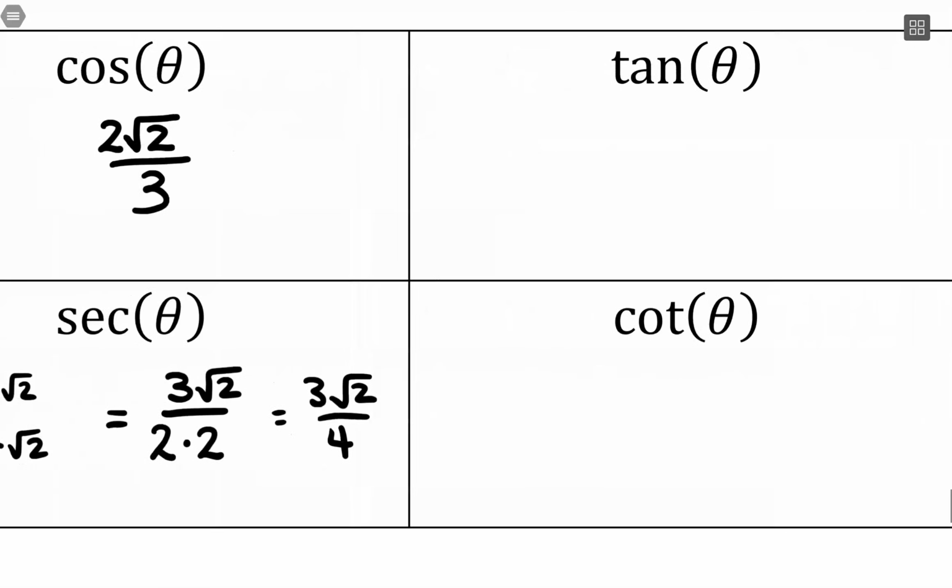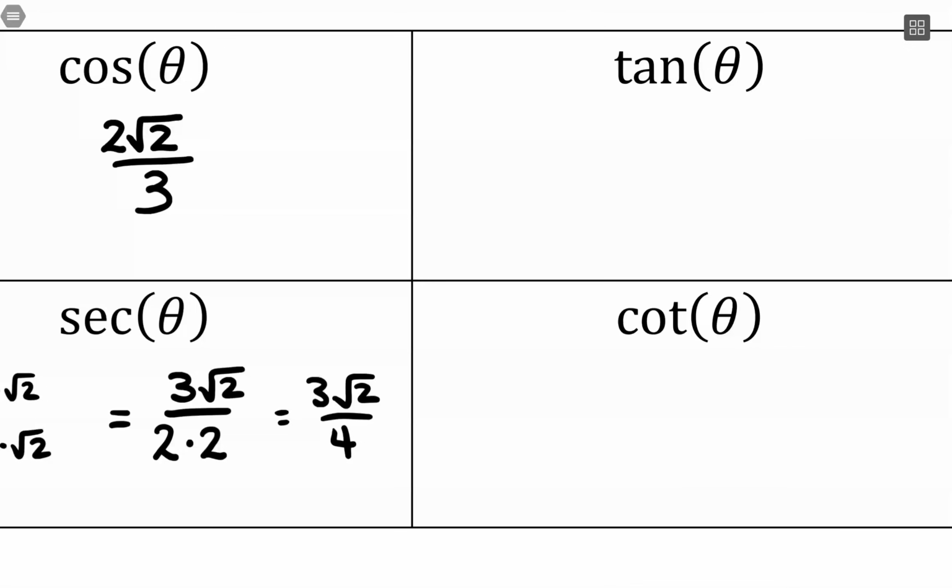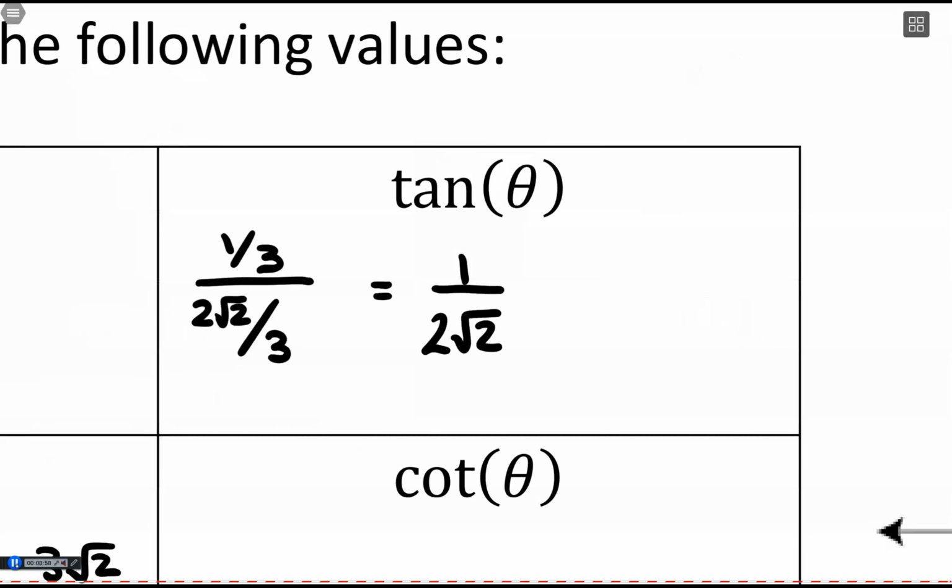And then for tangent, we're going to divide. So we'll have sine, which is 1/3, over cosine, which is 2√2 over 3, which is 1 over 2√2, and then rationalizing that denominator. Sorry, my pen stopped working there. So 1 over 2√2, rationalize that denominator, which will be √2 over 2 times 2, which is 4.